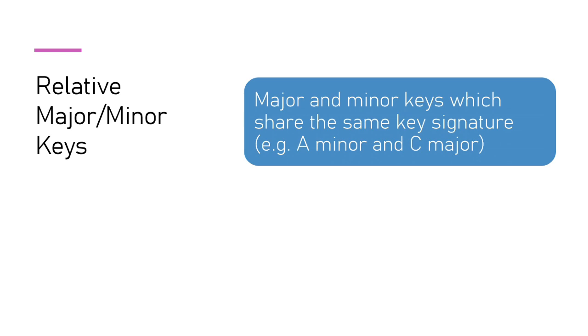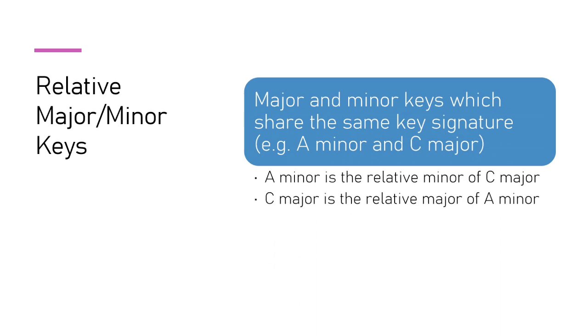So when you talk about relative major and minor keys, these are major and minor keys that share the same key signature. For example, A minor and C major share the same key signature. So they do not have any sharp or flat. It's natural. A minor has 0 sharps and 0 flats, and C major also has 0 sharps and 0 flats. So they are both relatives. So you could say A minor is the relative minor of C major, or you could put it the other way around: C major is the relative major of A minor.